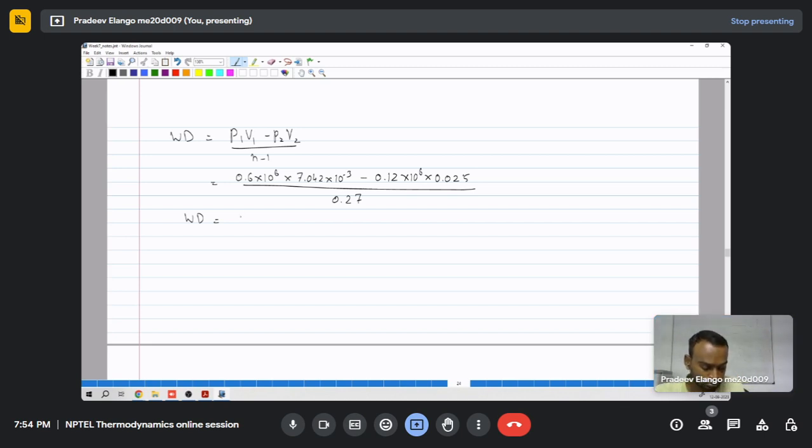Sir, it's 4537.77 joules per kg. It is not per kg because we have put the values.